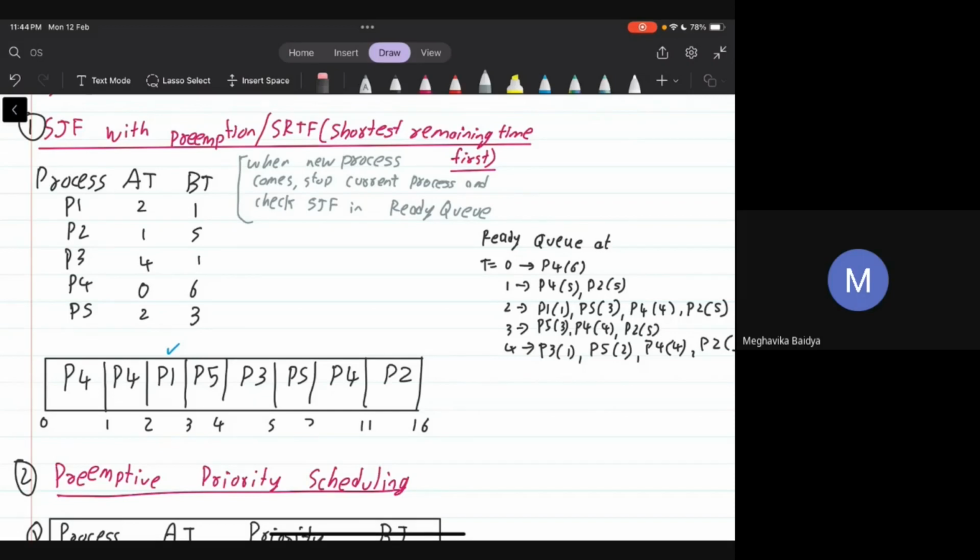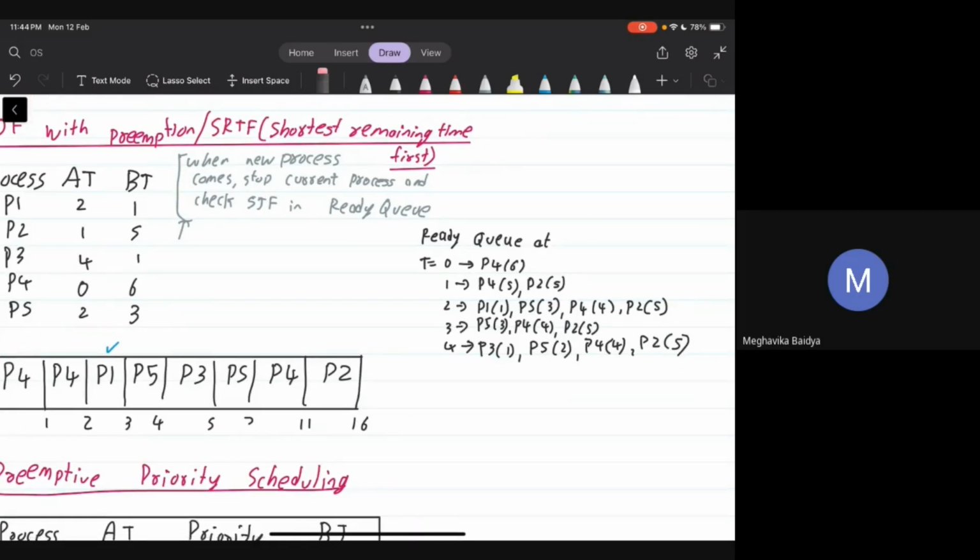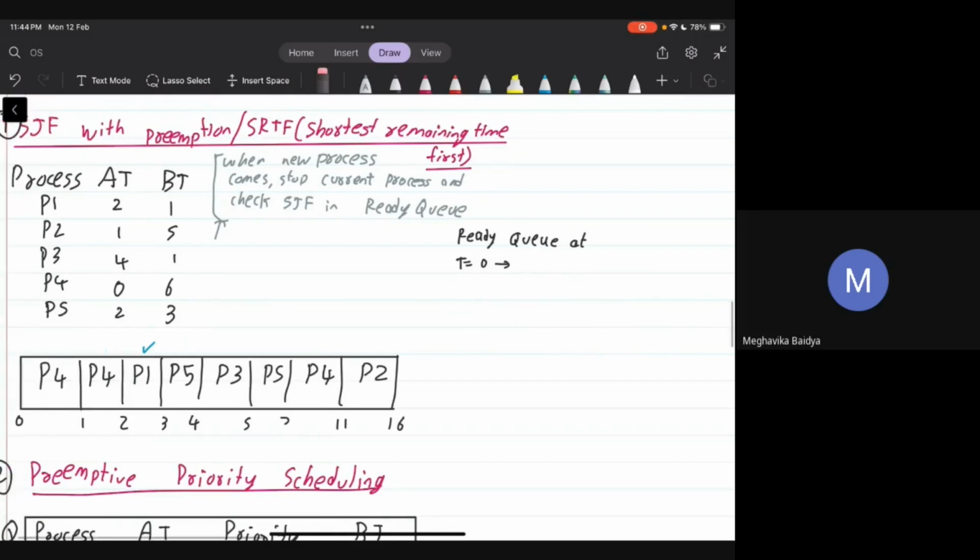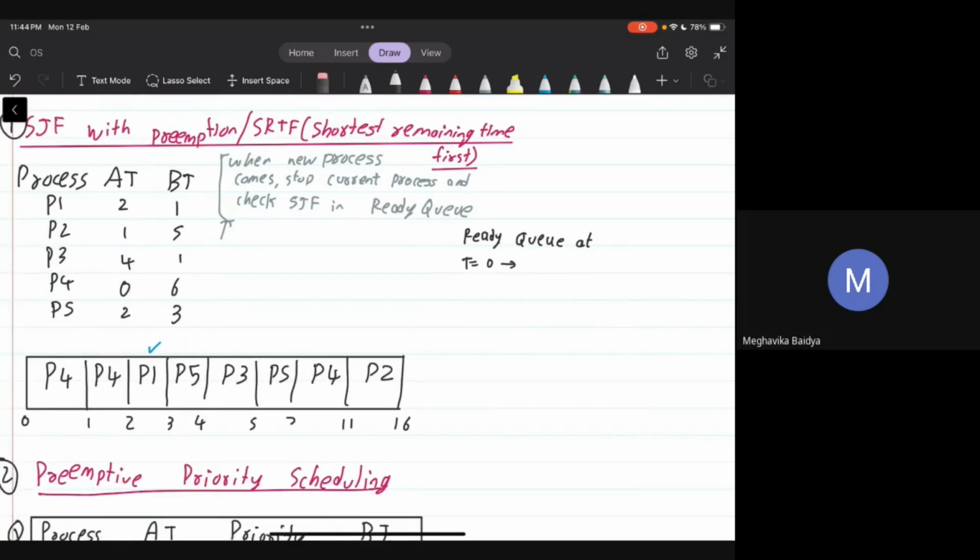So the rule for this is: whenever a new process comes, stop the current process and check SJF in the ready queue. So let's work out the ready queue again. Let's write a bit bigger here. For t equals 0, we have P4, right? P4 with a burst time of 6.